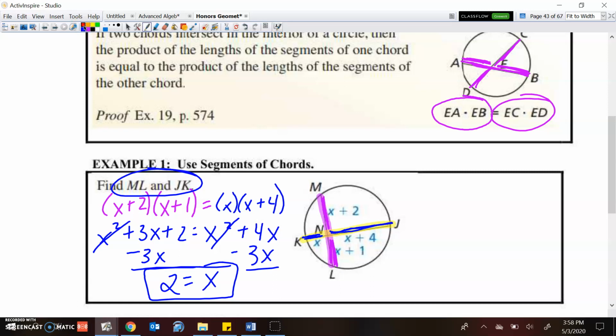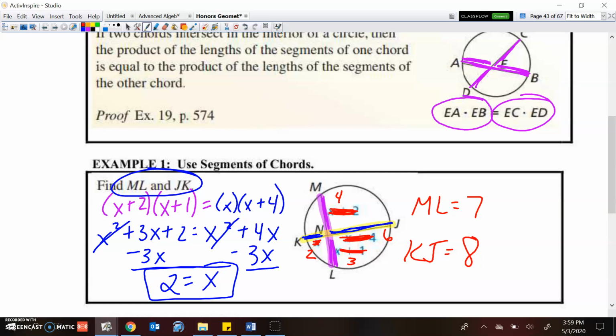I can substitute in 2 for x. So this entire value is 4, this is 3, this is 2, and this is 6. When they ask me for the length of ML, it's 4 plus 3, which is 7. When they ask me for the length of KJ, it's 2 plus 6, which is 8.